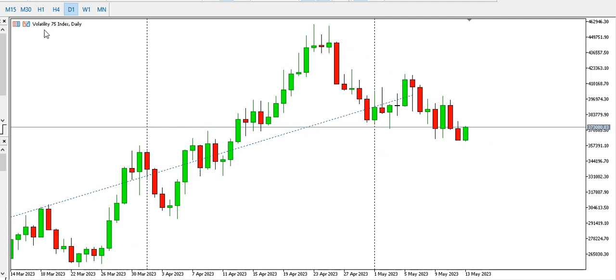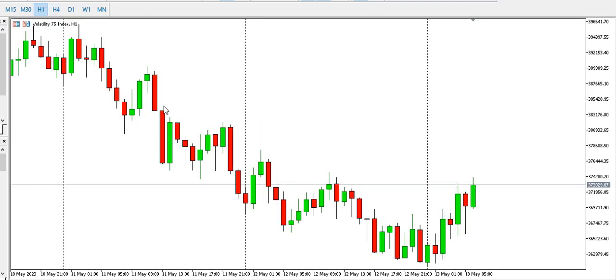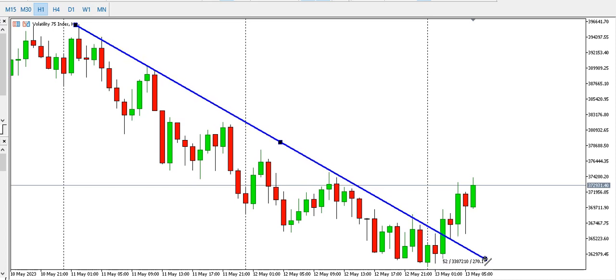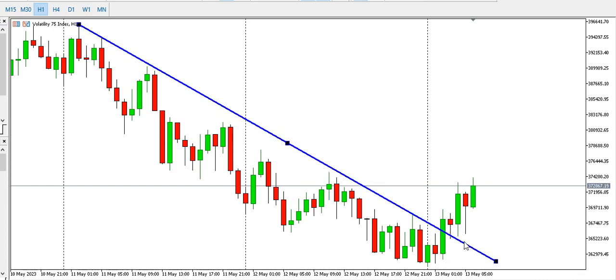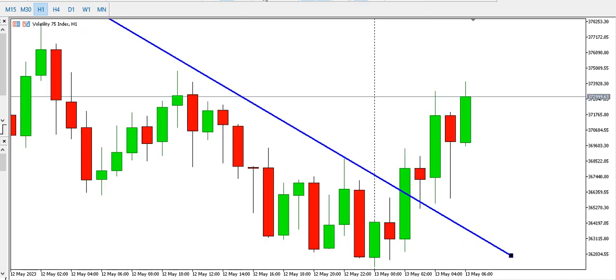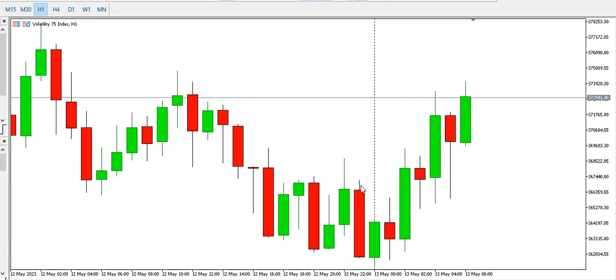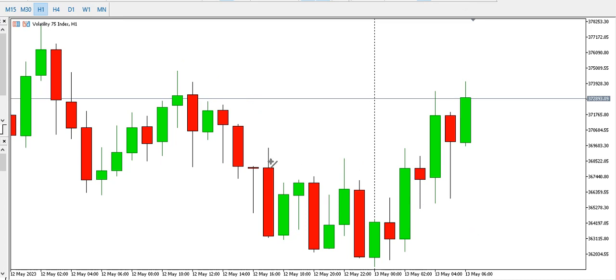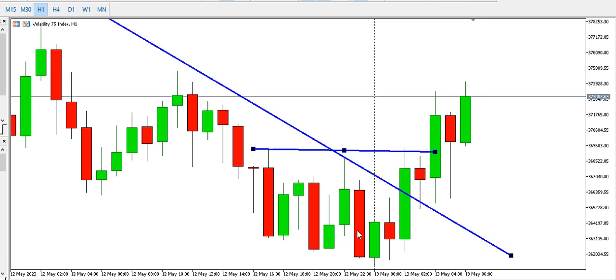So let's look at the 1 hour time frame. A quick look at the 1 hour time frame. We can see this descending trend line being broken around here, where we have a change of character. This particular neckline was broken. You can see the neckline being broken.